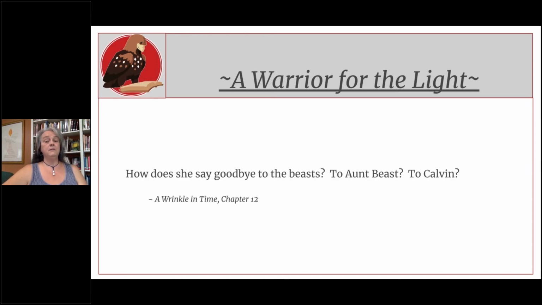How does Meg say goodbye to the beasts? She thanks them graciously. To Aunt Beast, she hugs her. To Calvin, yes, I'm sorry, there's a kiss, but it's a pretty nice kiss, and then it's done. And Meg is really happy about that. So there is contact between really close people who really trust each other. All right. Ready?